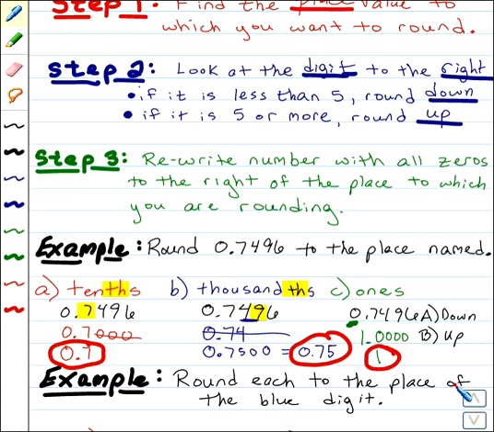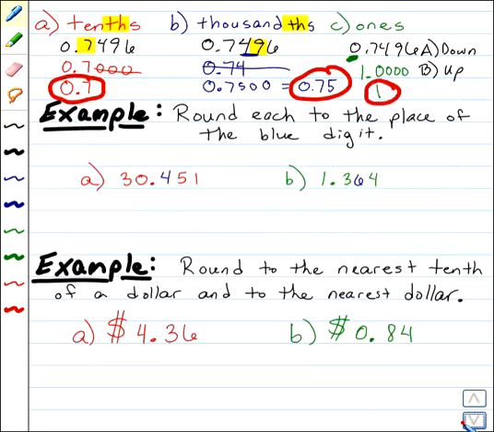Let's try another example. This time, instead of having the place value names, let's say round each to the place of the blue digit. So now we have the blue digit telling us what place to round to. In A, we're rounding to the tenths because the blue digit is in the tenths position. That's step 1. Step 2, look just to the right and see a 5 and say, is 5 or greater or less than 5? 5 is 5 or greater, so we round up.